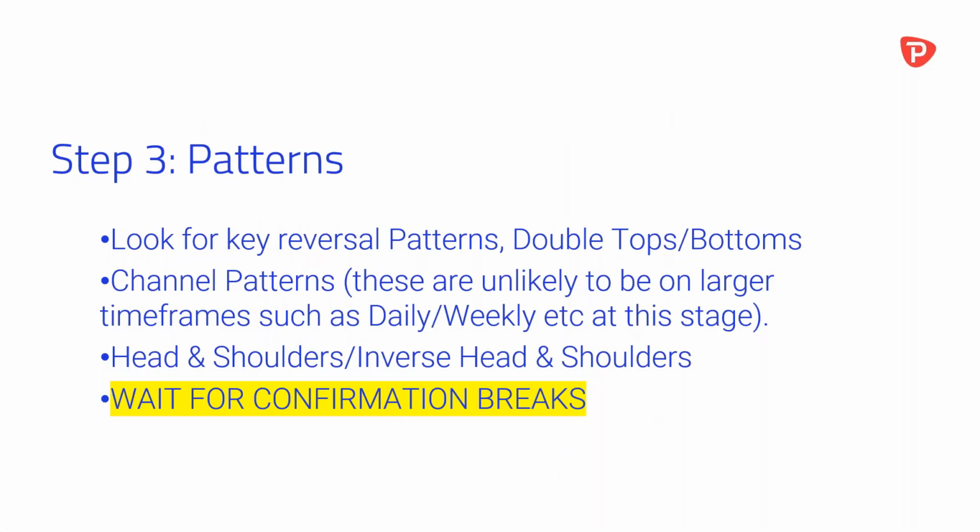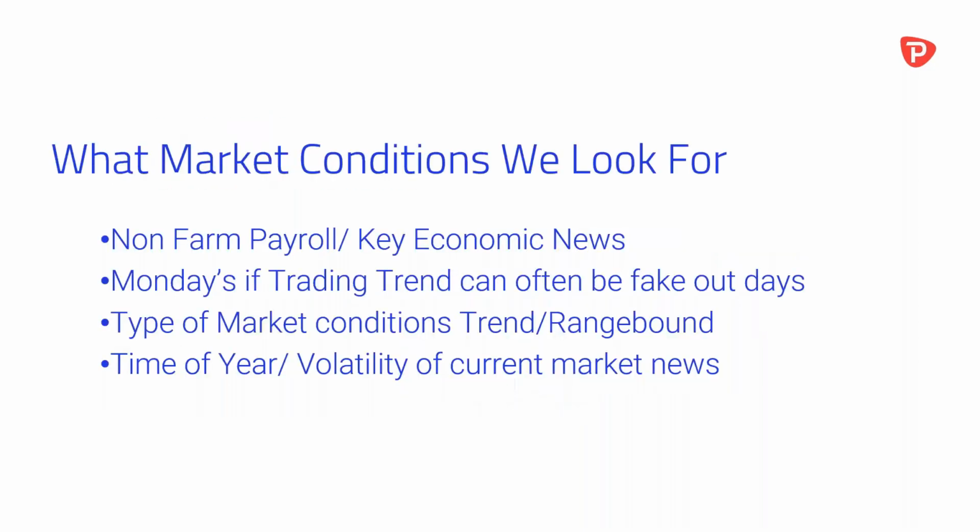You want to wait for confirmation with everything. So I still think that price action is great with indicators, but you still want to make sure the indicator switches around. It has maybe the cross that you're looking for or anything like that. Always wait for confirmation. That will save you a lot of pips in the long term.